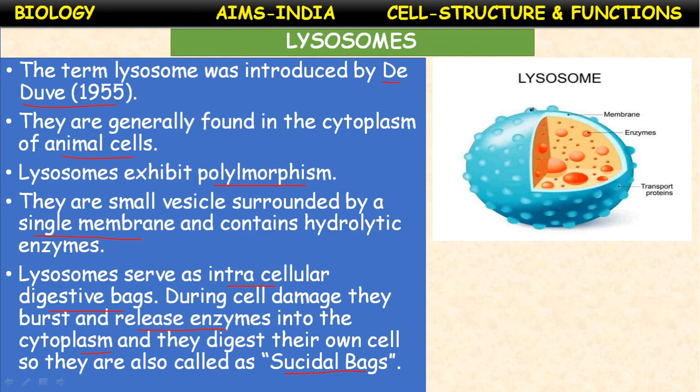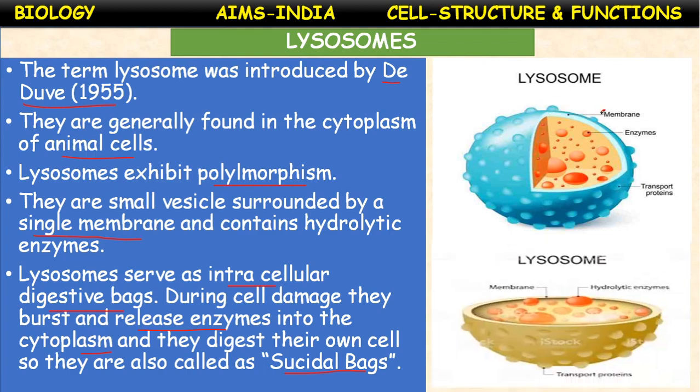This is the lysosome. These lysosomes are covered by a single membrane, globular or sac-like structures filled with hydrolytic enzymes. Actually, these enzymes are helpful in intracellular digestion. The single membrane is present. So it is a globular or bag-like structure present in the animal cells. It was discovered by de Duve in 1955.